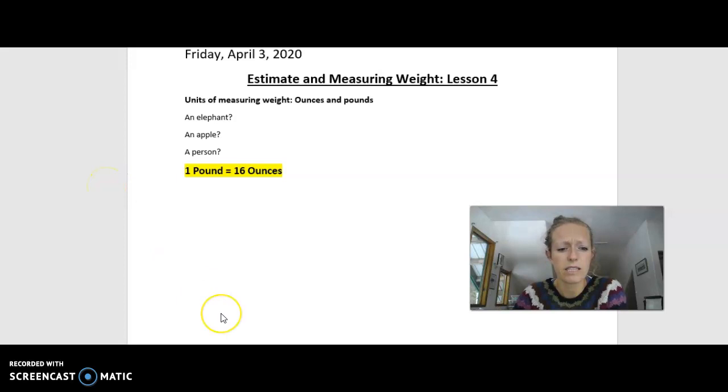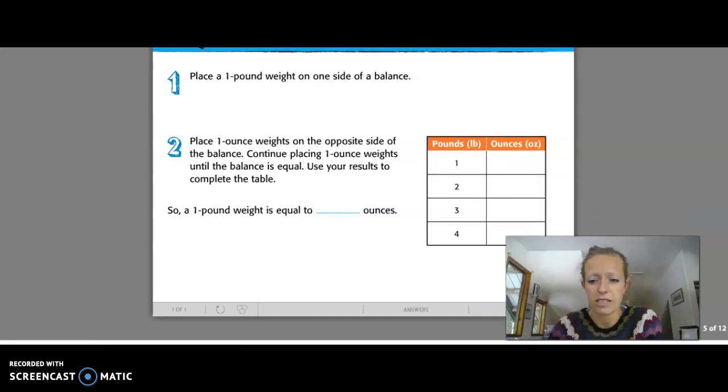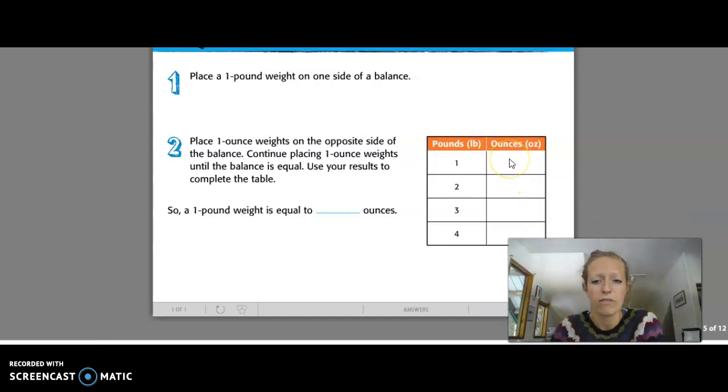Okay, so let's go ahead and practice some conversions. You can find this in your workbook, or you can just make this table yourself if you don't have your workbook handy. And we're just going to compare ounces and pounds. So if I have 1 pound, it's going to be equal to how many ounces? It's going to be equal to 16 ounces, just like our conversion that we just did in our notes.